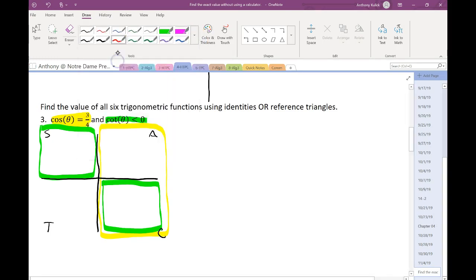All right. So the reference triangle I'm going to draw then is in this fourth quadrant. Remember, when I draw these reference triangles, one side of my reference triangle must be the x-axis. I would never draw a reference triangle where one side of it is the y-axis. Just to kind of keep that in mind.